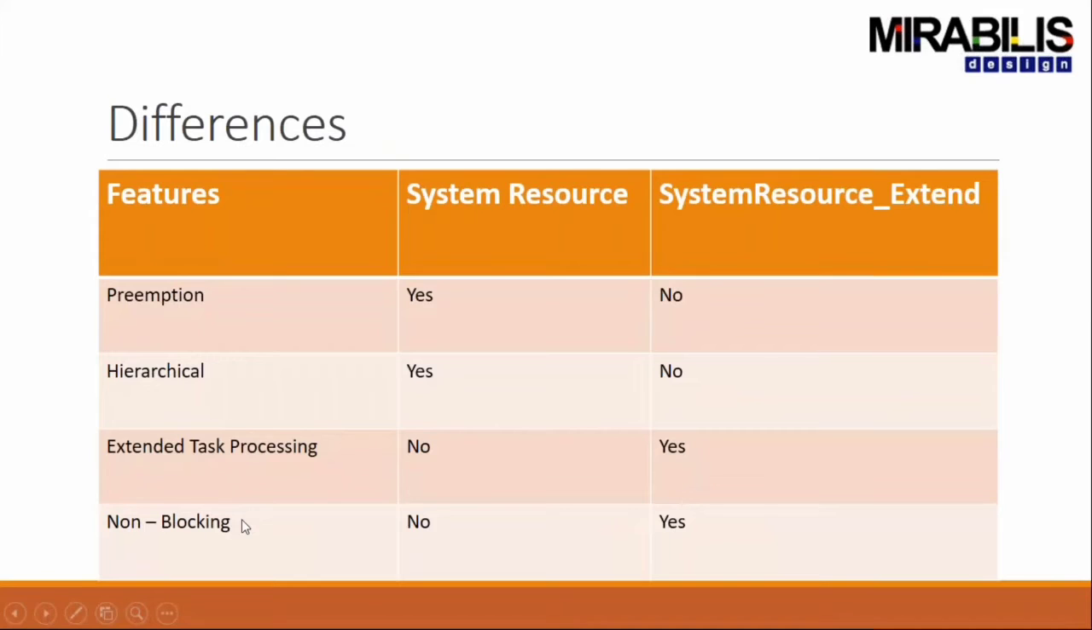So these are the key differences between system resource and system resource extend blocks. Here, the system resource has the preemption and hierarchical features which are not possible with system resource extend, and system resource extend has the extended task processing, that is external task processing, and the non-blocking features. We'll see them one by one in the next slides.